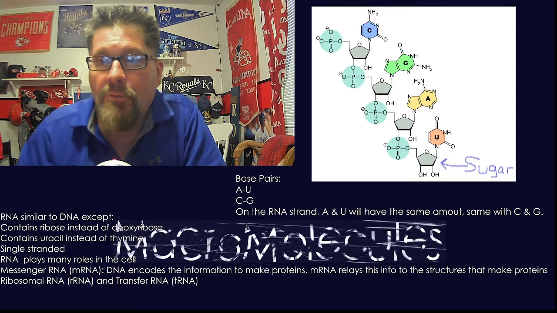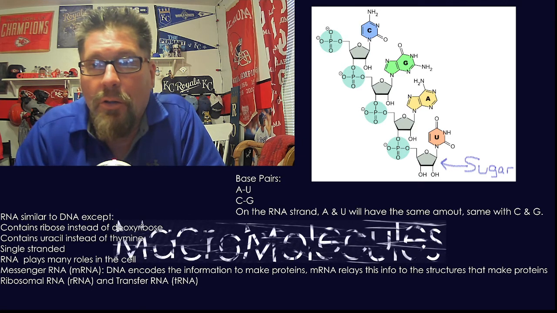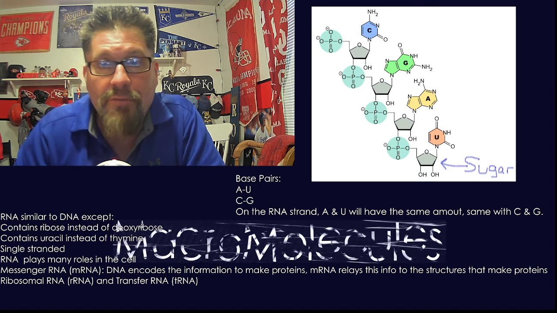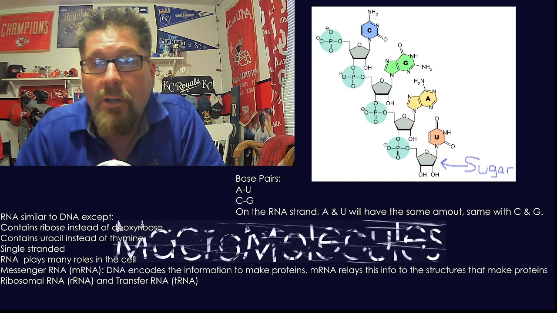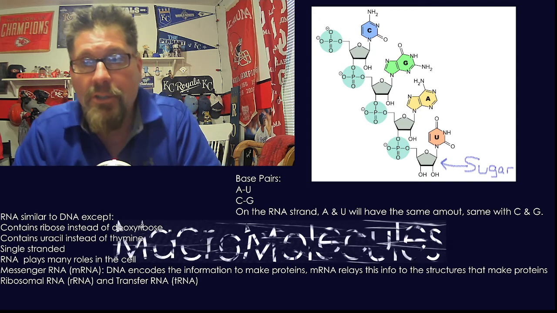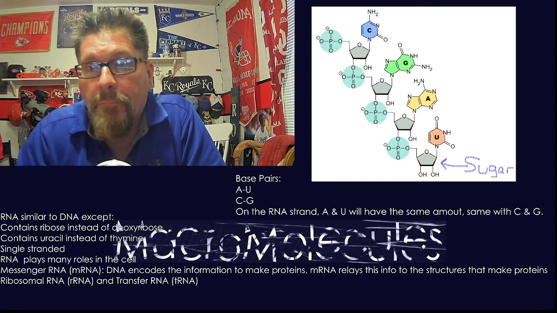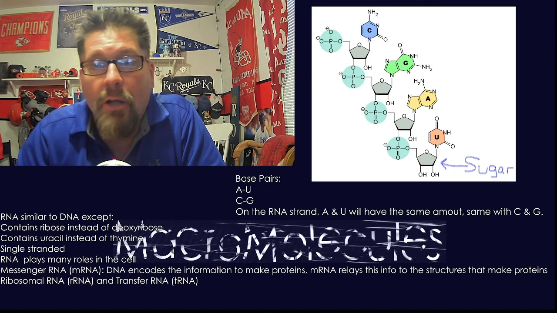But the idea of structure, you can see the diagram beside me there. The gray geometric shapes, that's the sugar. And the blue teal circle, that's the phosphate. So that's sugar, phosphate, sugar, phosphate, sugar, phosphate. And then with the nitrogen base attached to the sugar, that's the structure of RNA.